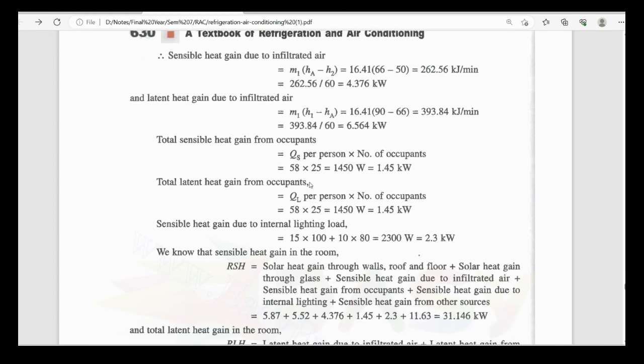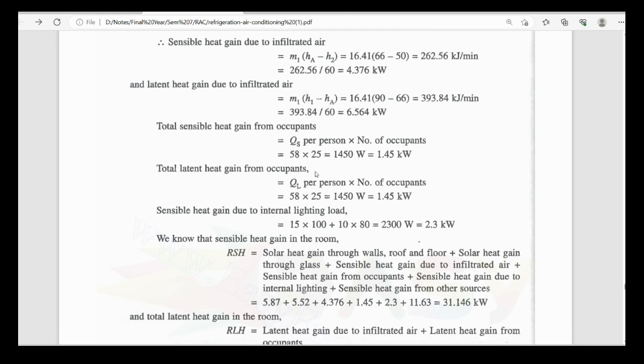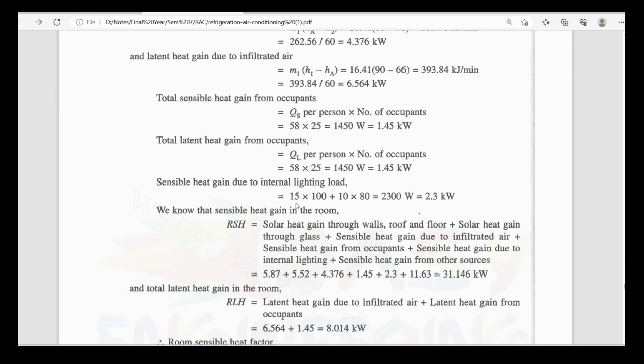Total sensible heat gain from the occupants we can calculate as the number of occupants multiplied by the heat gain. So we get 1.45 kilowatt, and total latent heat gain from occupants is also 1.45 kilowatt, which is the same because both latent heat and sensible heat gain are given as 58 watt. Here, sensible heat gain due to the internal lighting load: they have given 15 lamps and 10 tubes. So total heat we get as 2.3 kilowatt here.